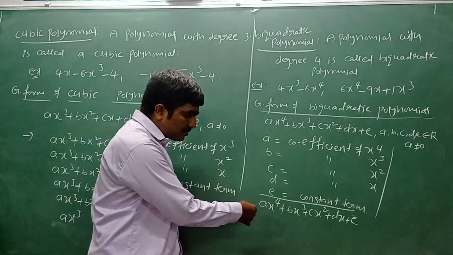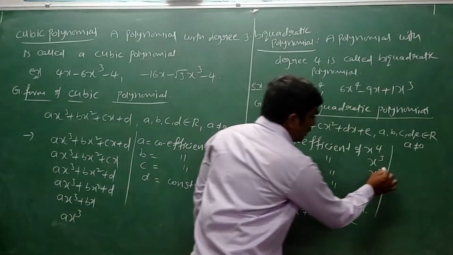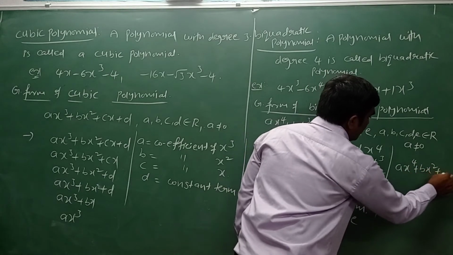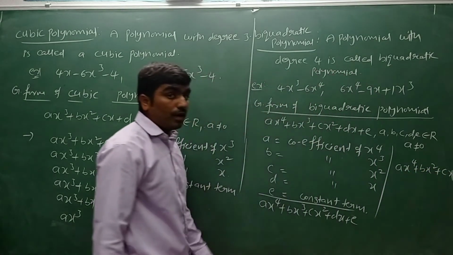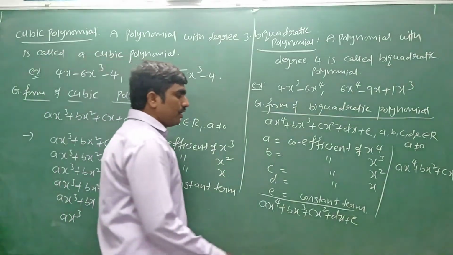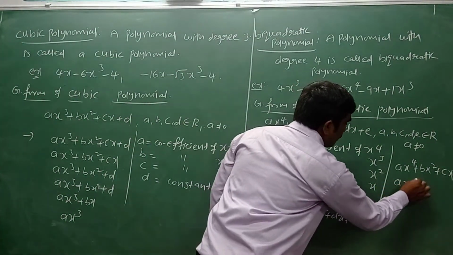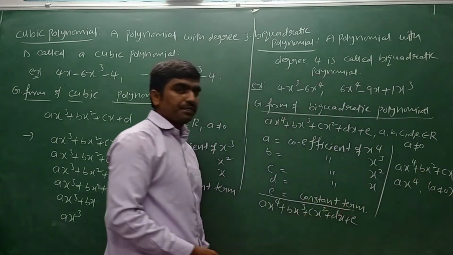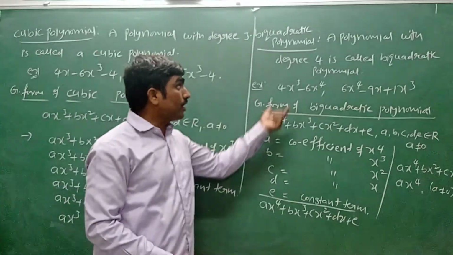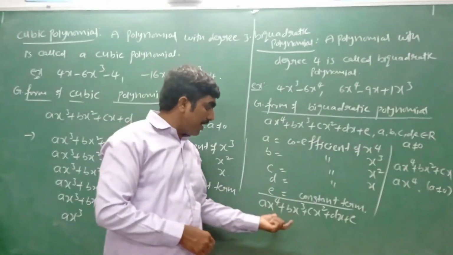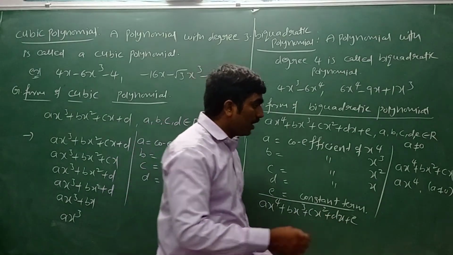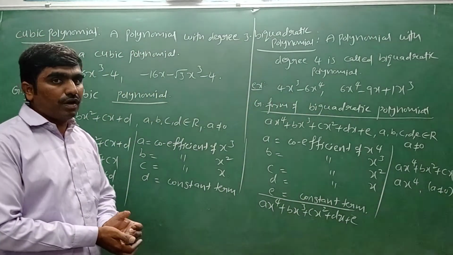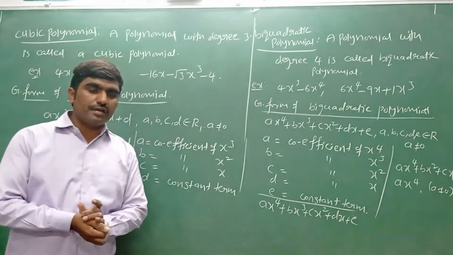Minimum we can express in terms of 3 terms also. Let me write in terms of 3 terms: ax power 4 plus bx square plus cx. Biquadratic polynomial, only 3 terms. Let me take ax power 4, where a is not equal to 0 in all the cases. What we can see here: in a biquadratic polynomial, maximum 5 terms and minimum 1 term also.